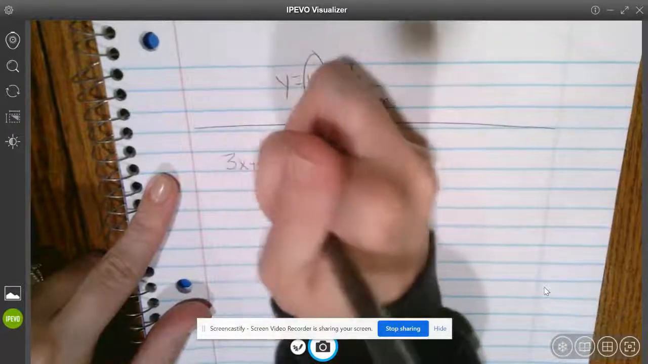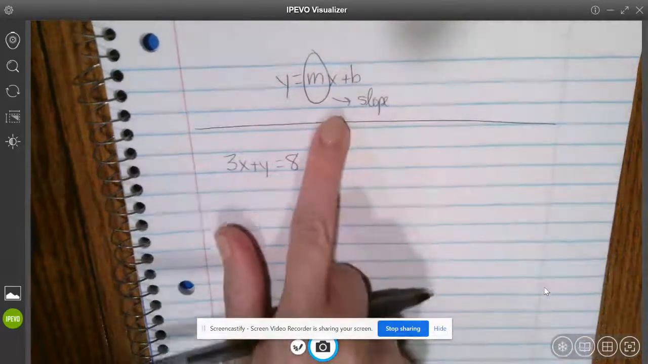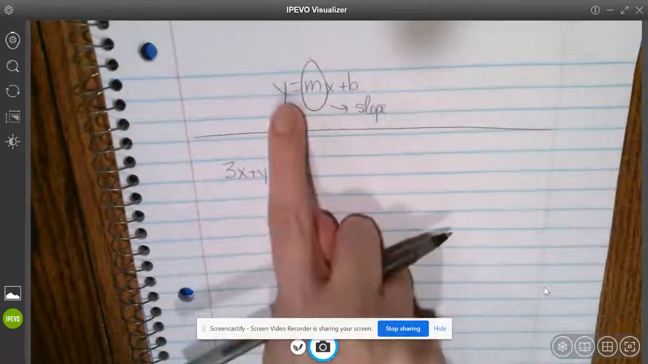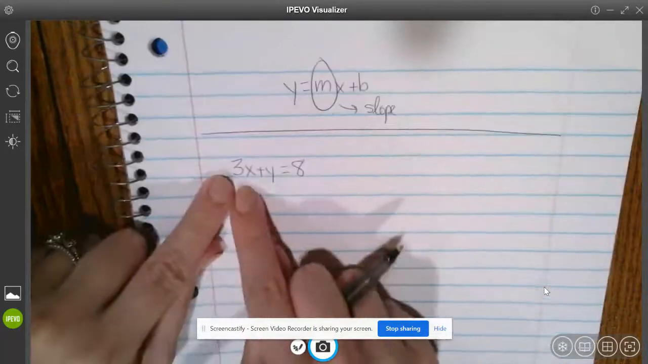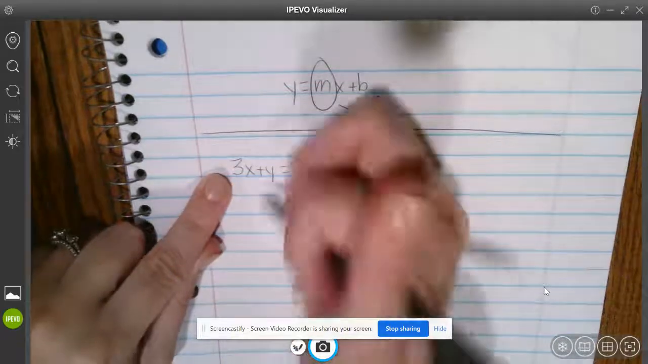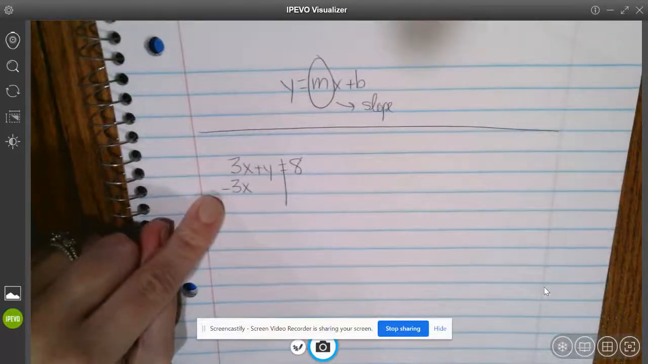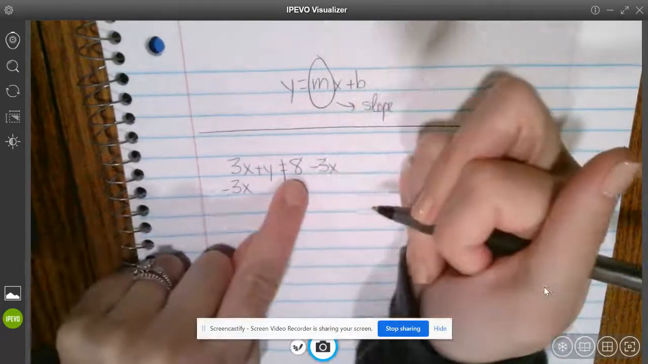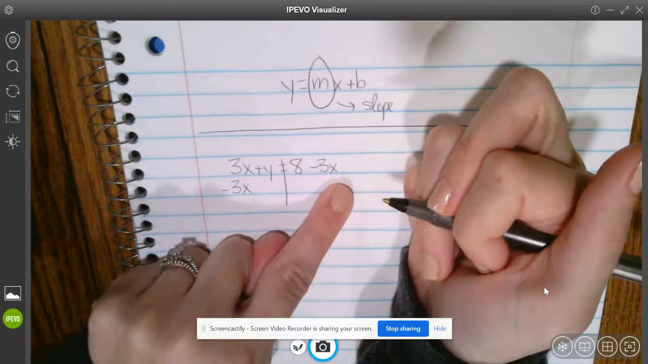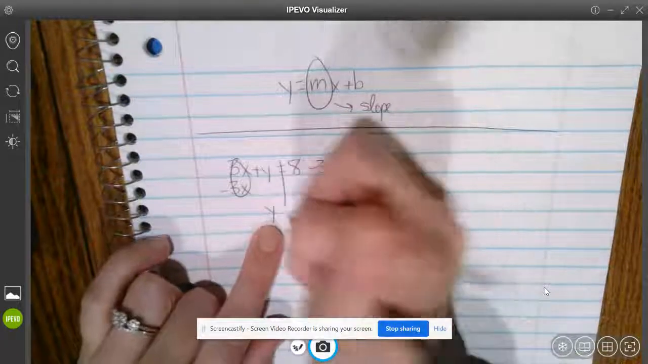3x plus y equals 8. Now my problem is this doesn't look like this because I need y equals, and right now I have 3x plus y equals. So I need to move my 3x over here. To do that, I subtract 3x. What you do on one side, you do on the other. Now 3x cannot be subtracted from 8, so I just tack it onto the end there. Zero's out on that side. So now I finally have y equals.